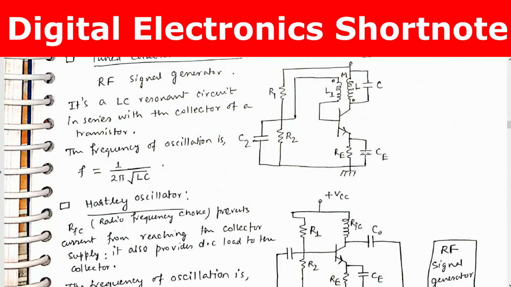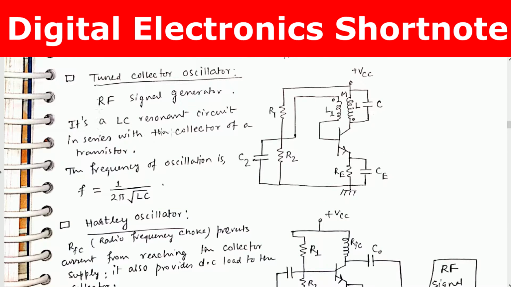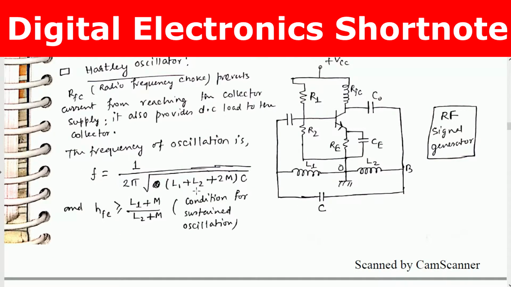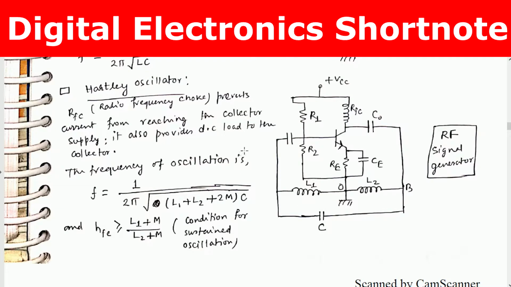Tuned collector oscillator. It's an LC resonant circuit in series with the collector of a transistor. The frequency of oscillation is F equals 1 by 2 pi root over LC. And this is Hartley oscillator. You just try to remember the configuration.